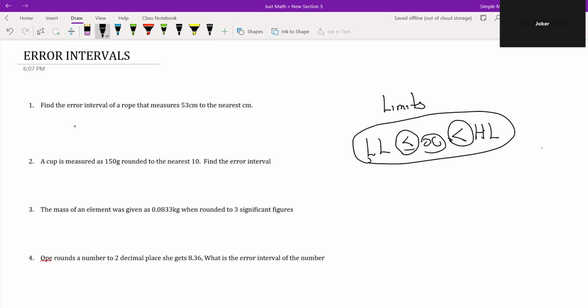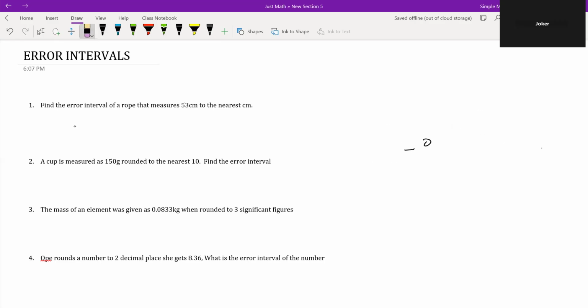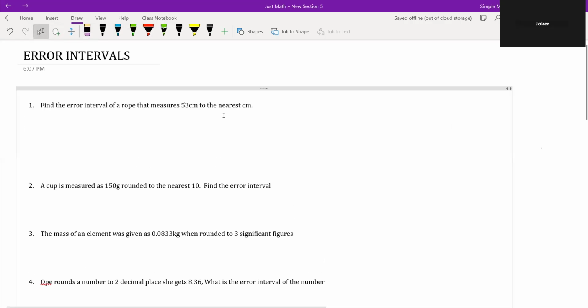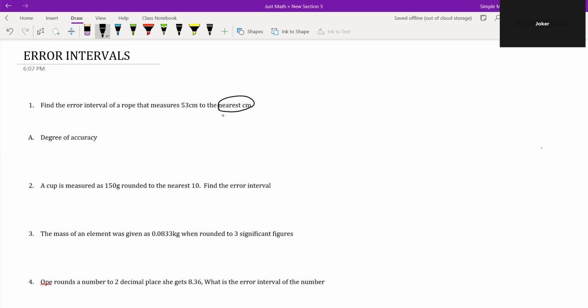Find the error interval of a rope that measures 53 centimeters to the nearest centimeter. Usually the first thing you do is identify your degree of accuracy, and they usually give it to you. In this case, it's the nearest centimeter, so our degree of accuracy is 1.